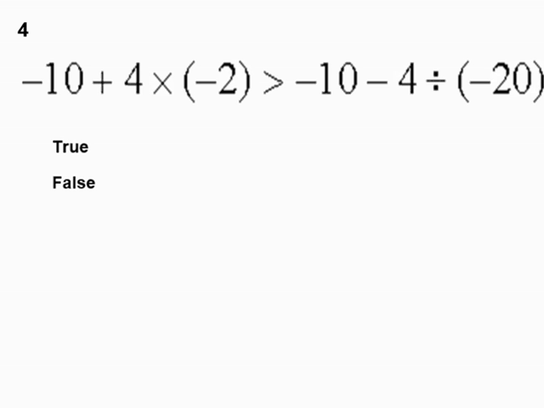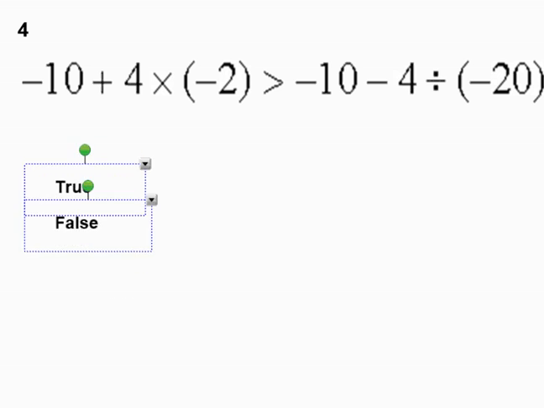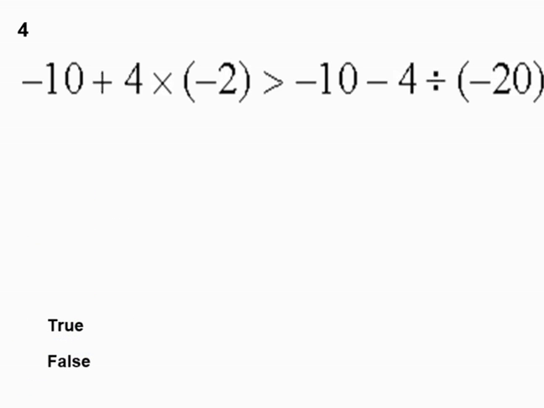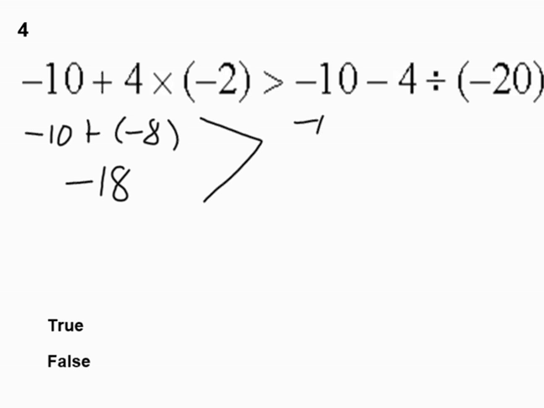Question 4, we have a BEDMAS question. Is this BEDMAS expression greater than the other? I'll bring this down here. Well, let's work it out. -10 plus -8 is going to have a sum of -18 if I follow BEDMAS. Is this greater than -10 take away 4 divided by -20? Now we got something that's tricky. 4 divided by -20, or in lowest terms, 1/5.